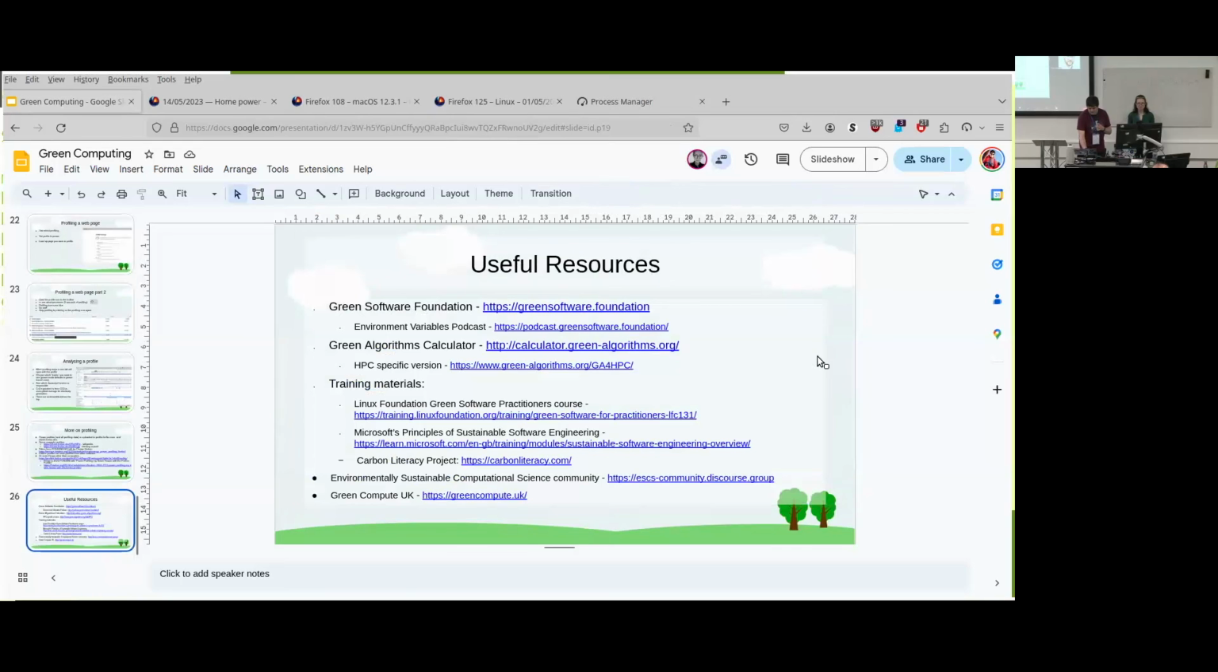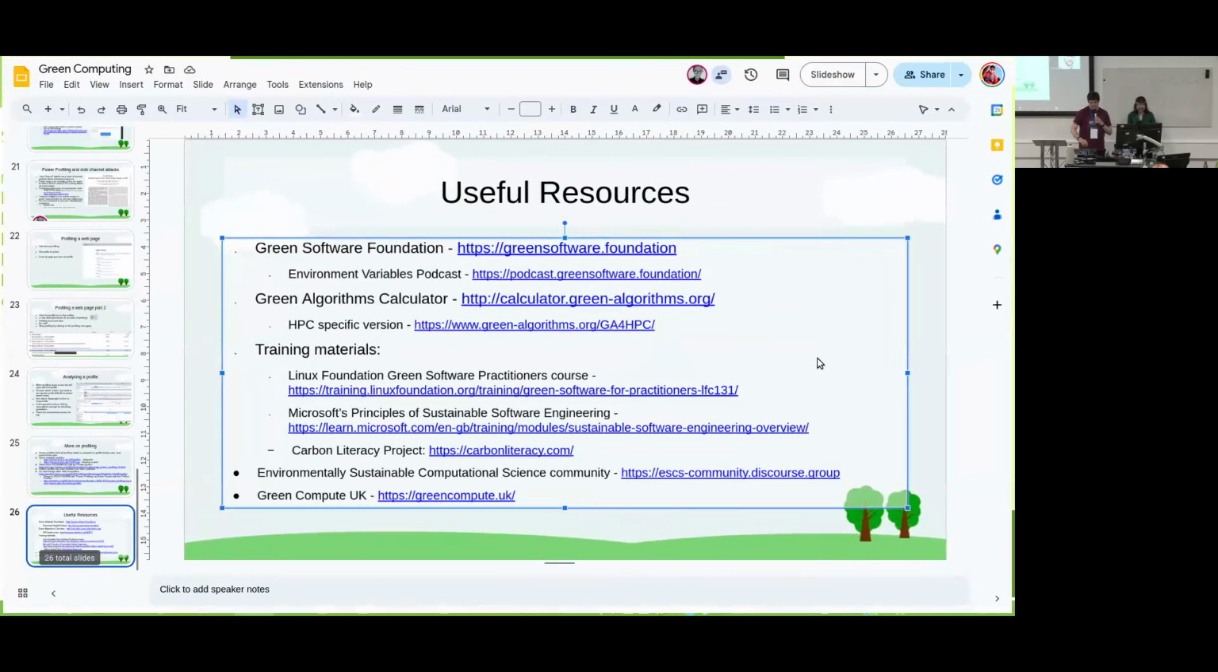And just finally, some interesting and useful resources that you might want to follow. A lot of the material in the background for this has come from a group called the Green Software Foundation, who are the ones who've built these sets of green software patterns. They have a podcast, they call it Environment Variables, that is very good about these sort of issues if you're interested in this more. We've mentioned several times now the Green Algorithms Calculator, and there's an HPC specific version of it.